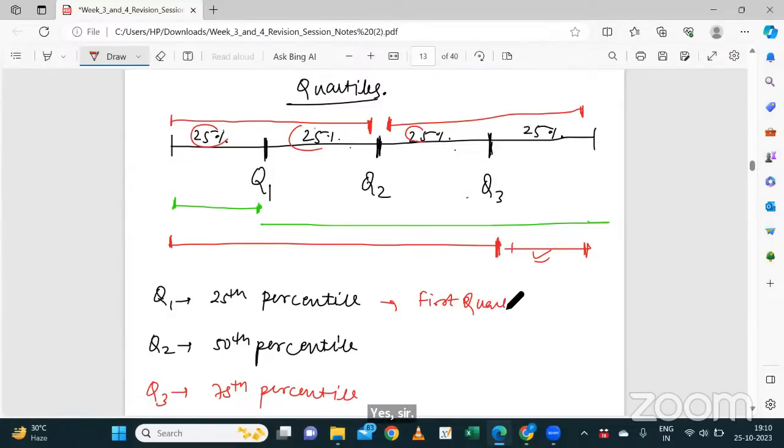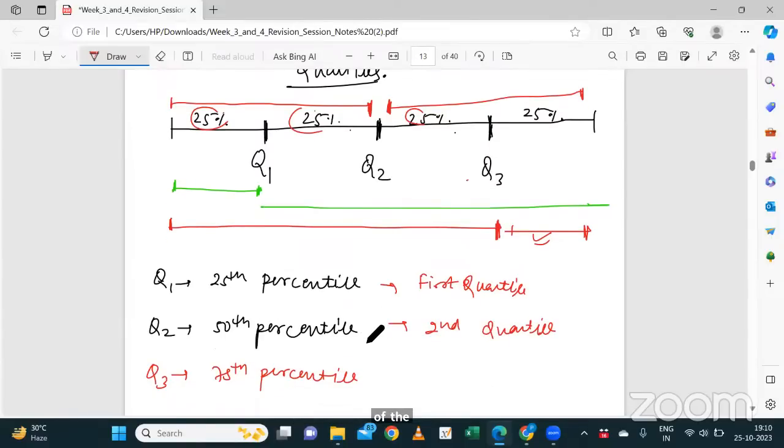And this is called the second quartile, or nothing but the median. If you see, Q2 is what? It divides my data into two equal parts, right? 50% below it, 50% above it. So this is also called the median of my data set. And this is called the third quartile of your data set.